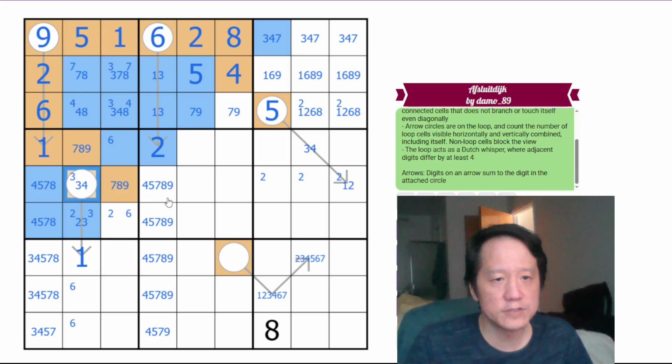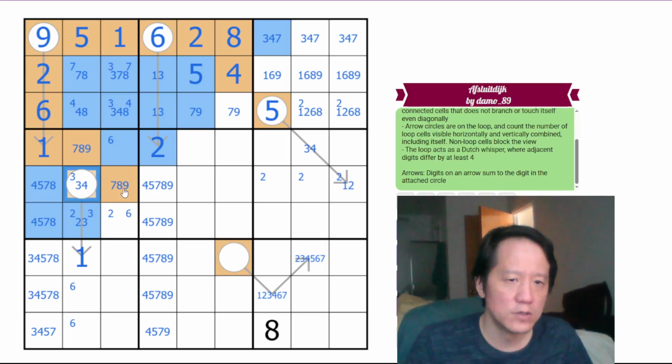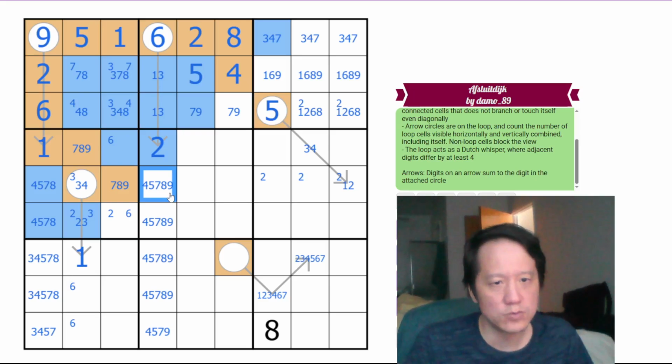Oh, this sees 3 or 4 digits on the loop. Right now it sees 3. If it extends to here, this would have to be 4, which would force this to be 8 or 9, which would force that to be 5. So that's possible.